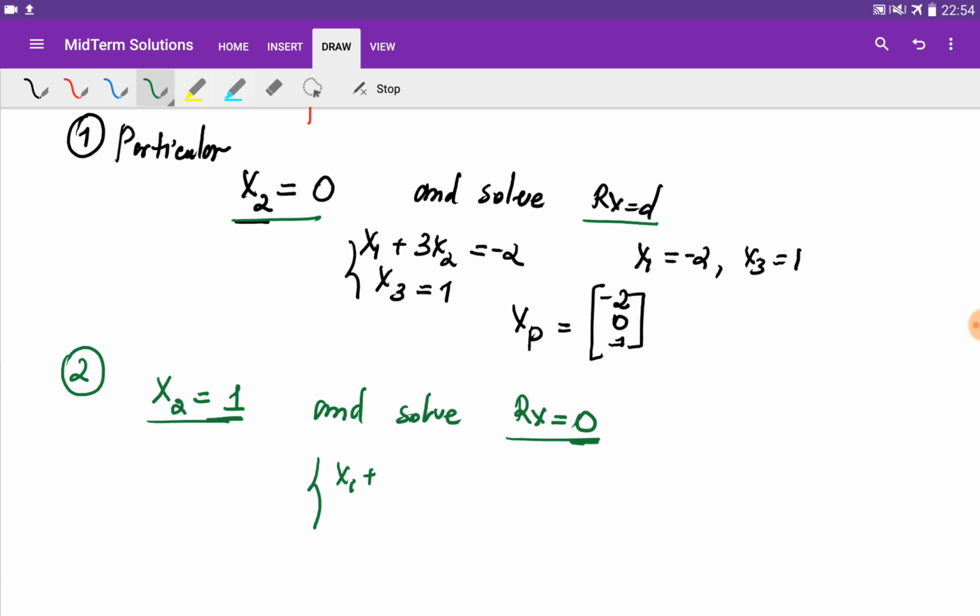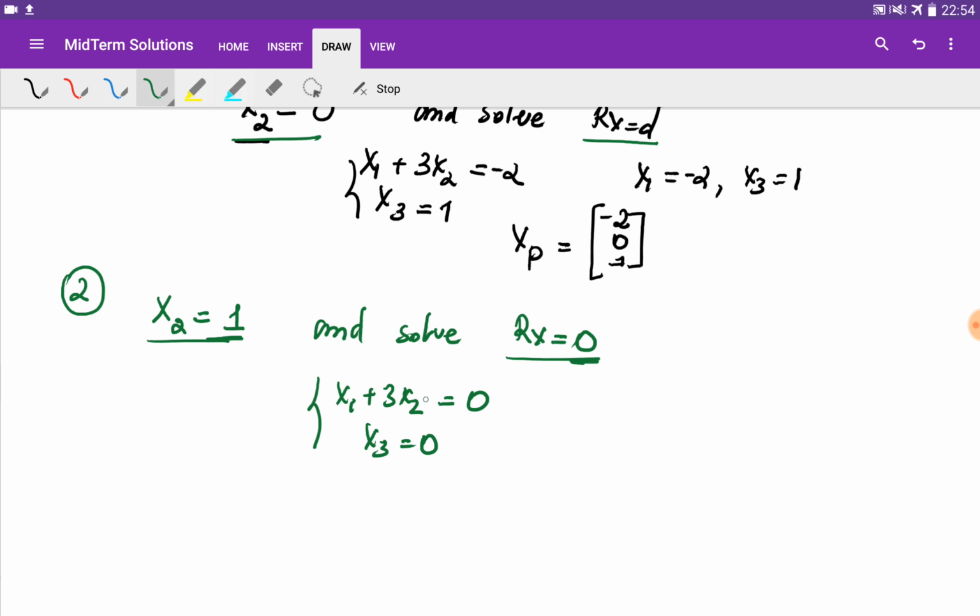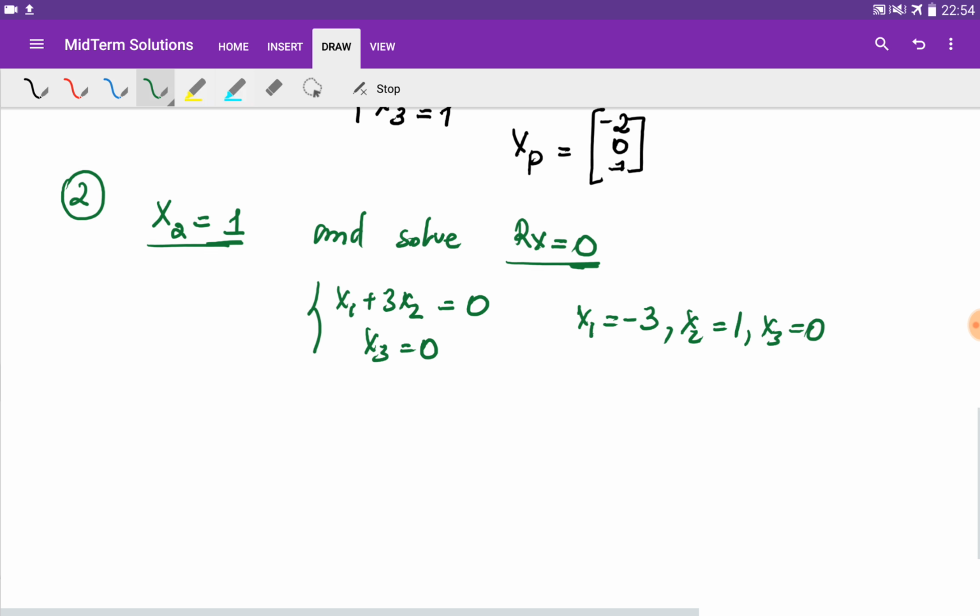So x1 plus 3x2 is equal to 0 is the first equation. x3 is equal to 0 is the second equation. If I substitute x2 equal to 1, I can obtain that x1 is equal to minus 3, x2 is equal to 1, and x3 is equal to 0. It's going to be the special solution.